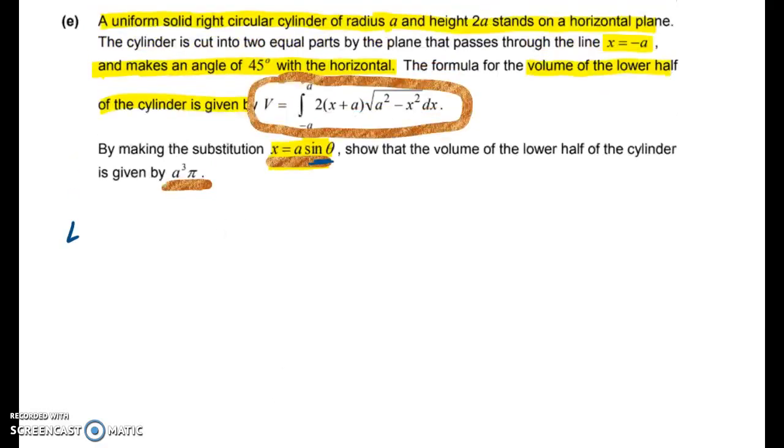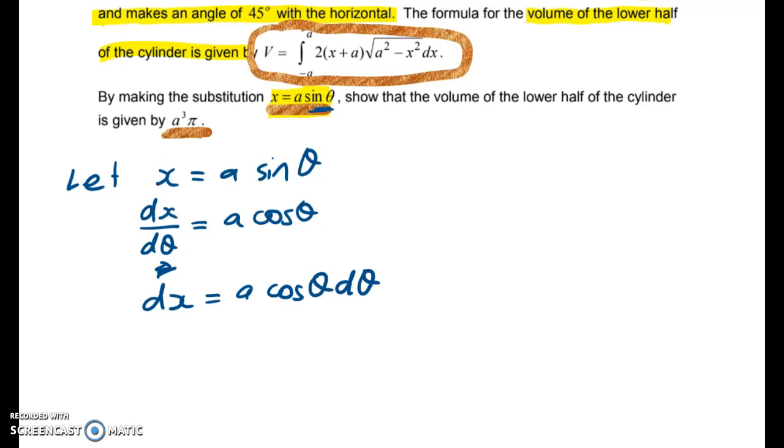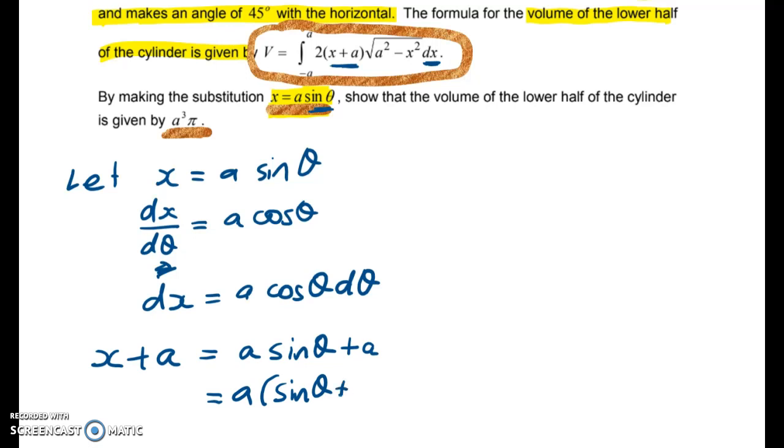Starting from the start, let x equal a sine theta. dx by d theta is equal to a cos theta. I'm going to go very slowly through this question. So dx is equal to a cos theta d theta. Now let's look at what we've got to change inside the integral. We've got dx covered. We need x plus a, so let's work that out before we start mucking around with the integral. So x plus a is now a sine theta plus a. I might as well factorise that right now, so we get a times sine theta plus 1.